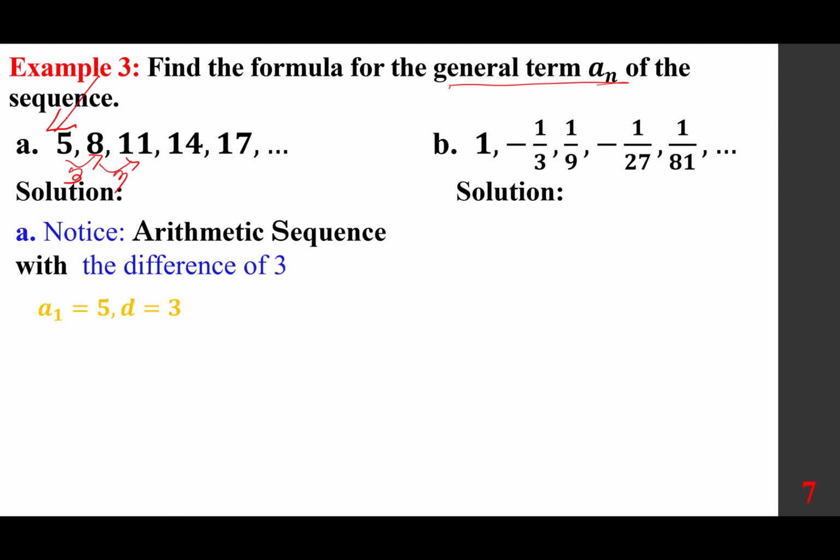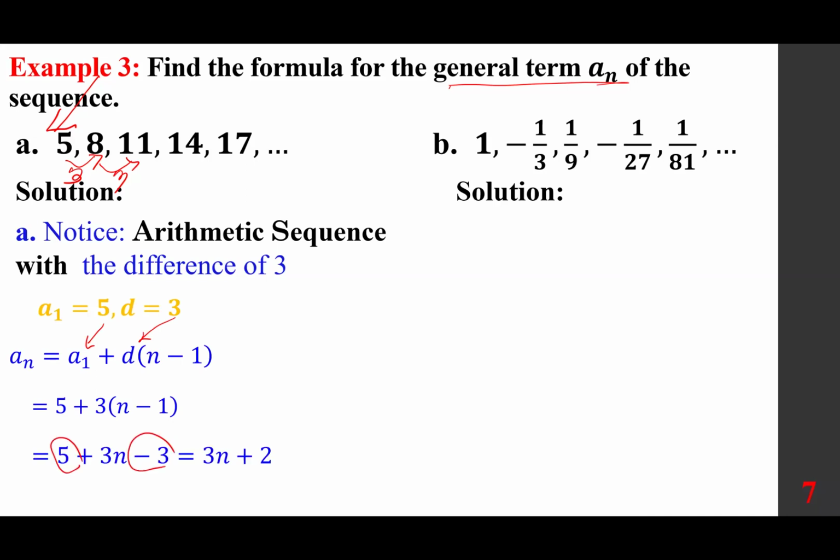And we use the general term a sub n equals a sub 1 plus d times n minus 1. We replace the a sub 1 with 5, d with 3. It results in 5 plus 3n minus 3. We can combine these two and we get 3n plus 2.